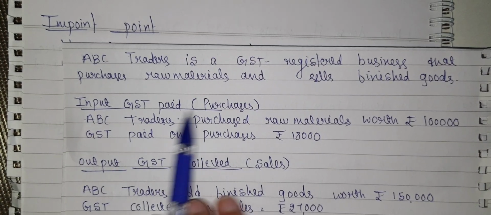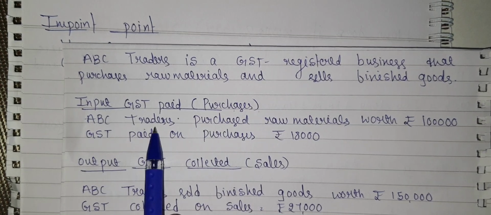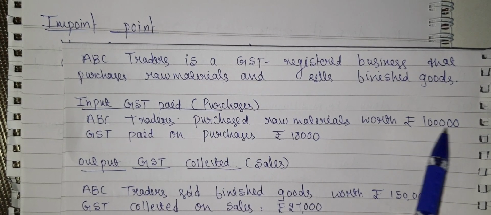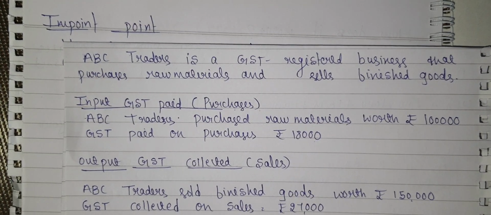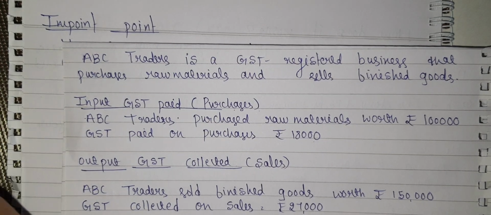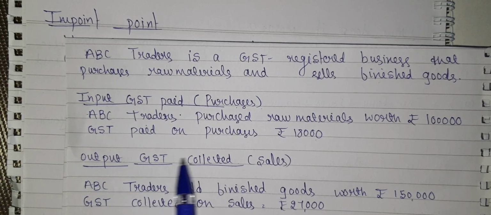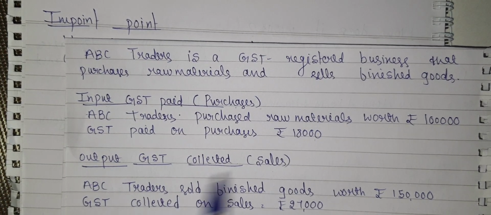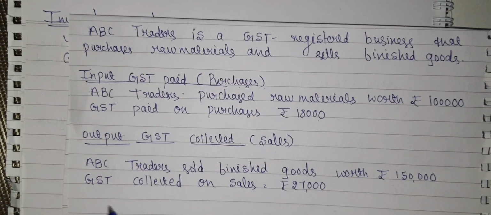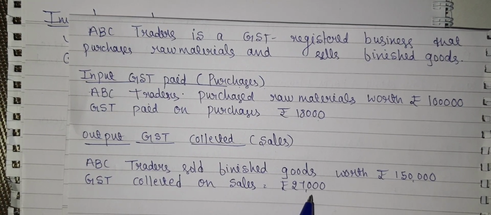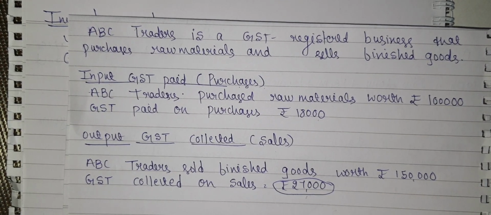Okay. Now the details of the transaction. Input GST paid means on purchases. ABC Traders purchased raw materials worth rupees 1 lakh and GST paid on purchases, that is rupees 18,000, means totally they have to pay rupees 1,18,000 to the supplier. And next one, output GST collected on sales. ABC Traders sold finished goods worth rupees 1,50,000. GST collected on sales, that is rupees 27,000. See, this 27,000 we should pay to the government.